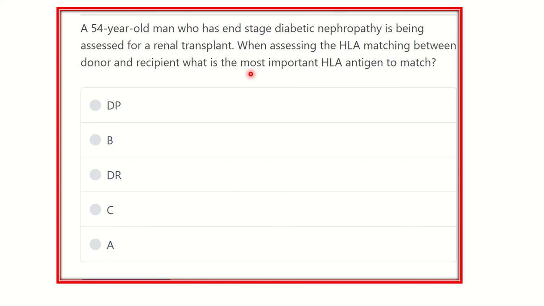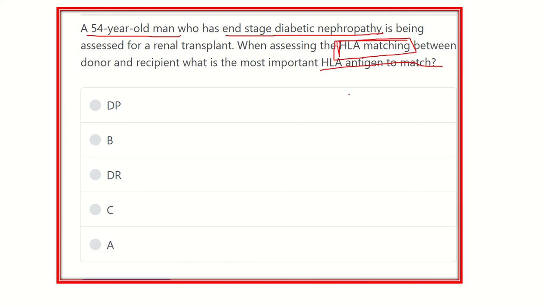So here we can see a 54-year-old man, and he is at the end stage of nephropathy and going for renal transplant. And when assessing HLA matching between donor and recipient, which is the most important HLA antigen to match?